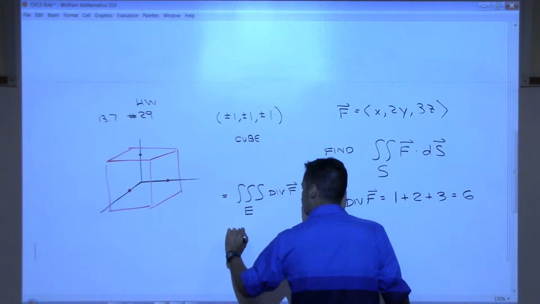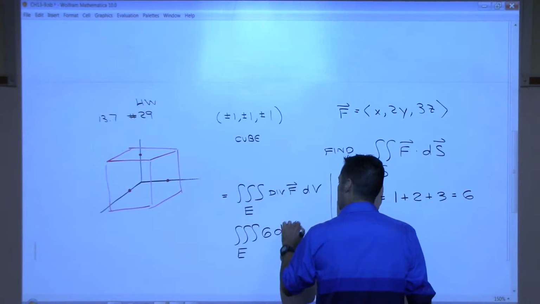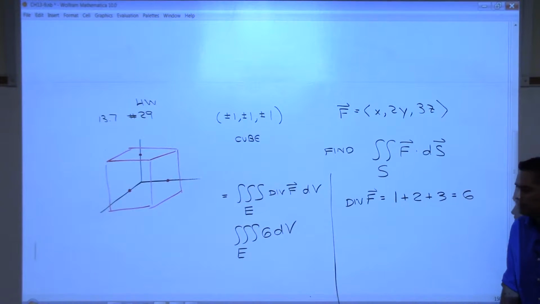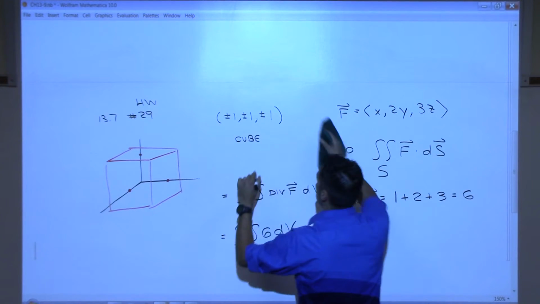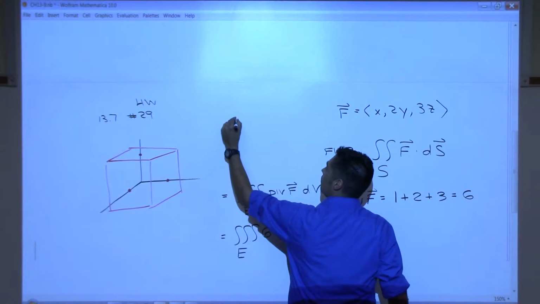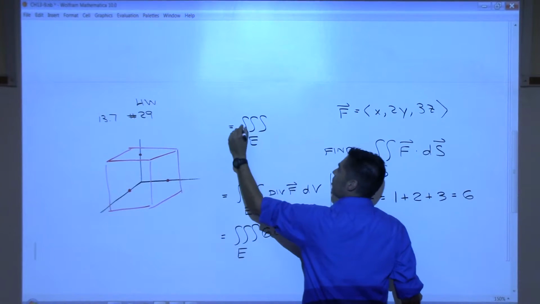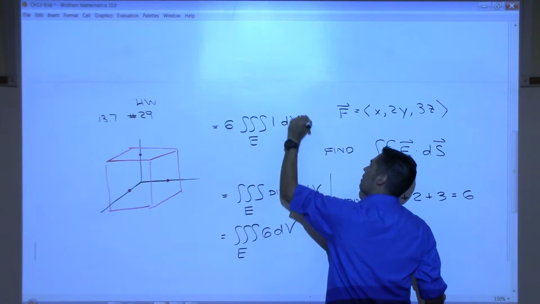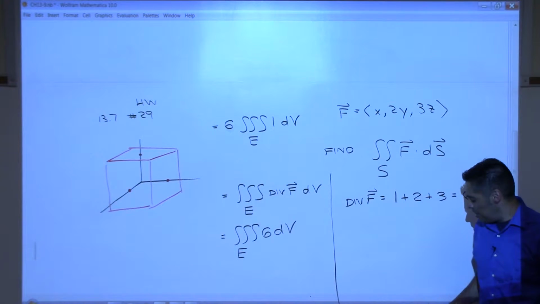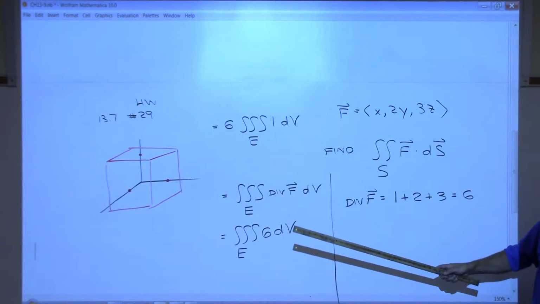So I'm just going to do the triple integral over E of 6 dV, and I can pull the 6 out. That becomes 6 times the triple integral over E of 1 dV, and that just means the volume of E.